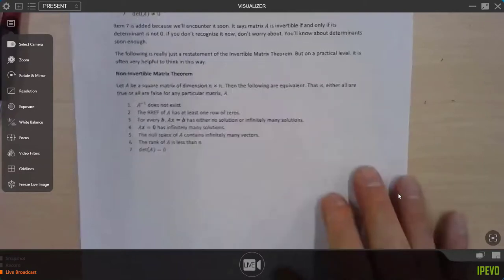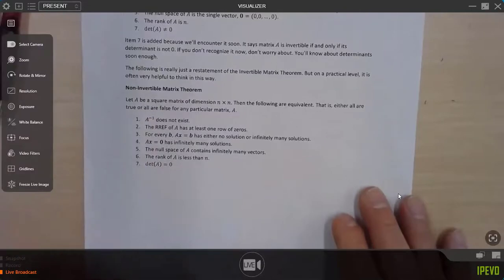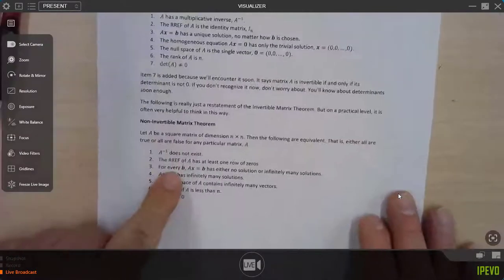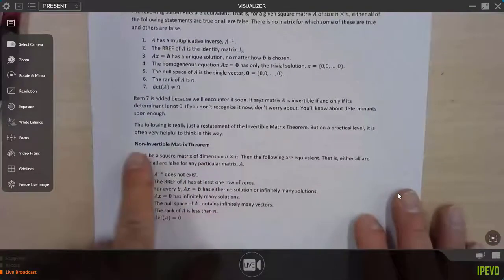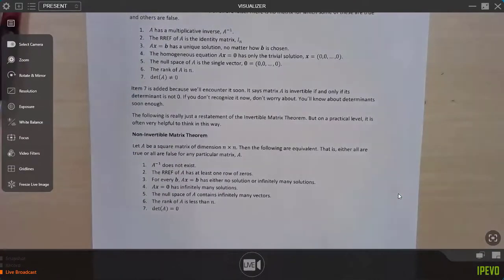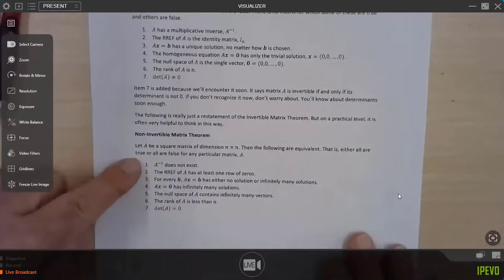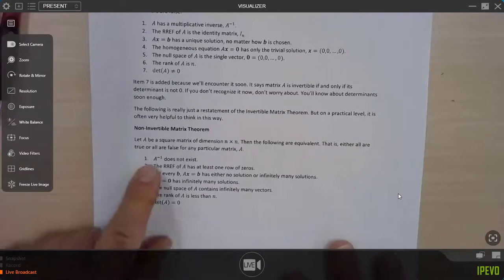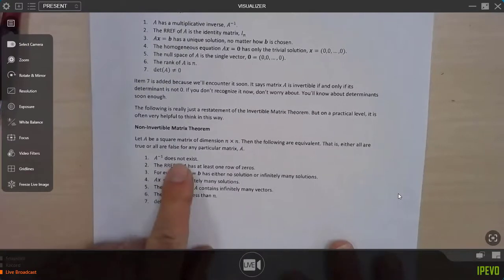You could say this backwards. The non-invertible matrix theorem is logically equivalent to this. So you will not find this in any formal book on linear algebra, but it's a true statement. And I want to point out that these statements are equivalent as well. A inverse doesn't exist. Well, the row reduced echelon form of A cannot possibly be the identity. It's got to have a row of zeros.